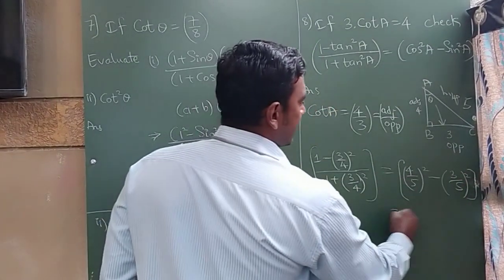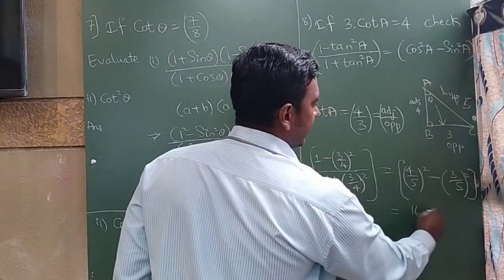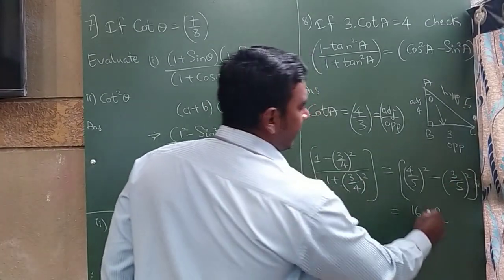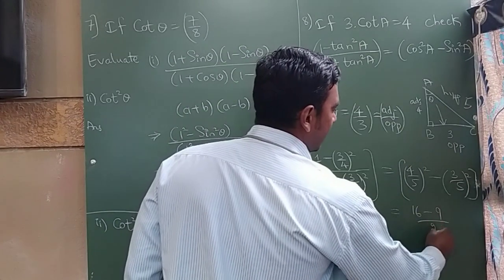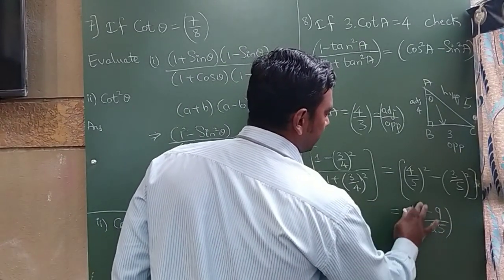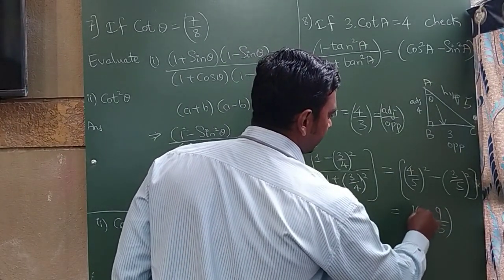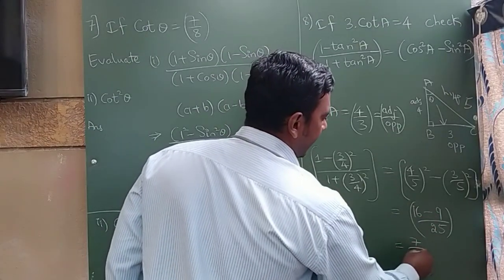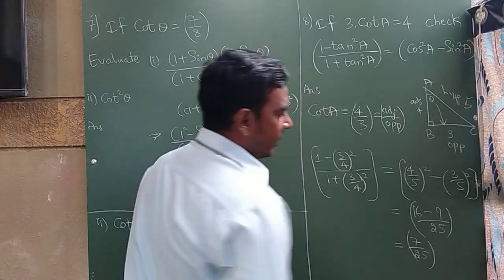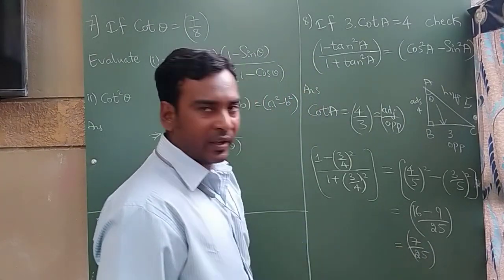First let me solve this. 4 square is nothing but 16, 3 square is 9. Can you see the denominators are the same? So 5 square is 25. 16 minus 9 is 7. So on the right hand side we have got the answer 7 by 25.